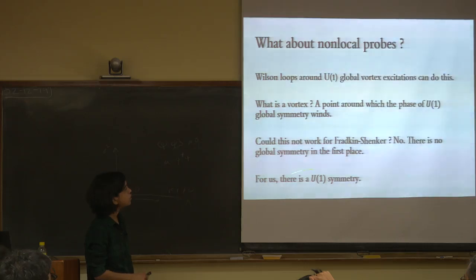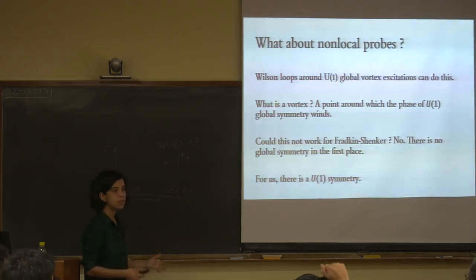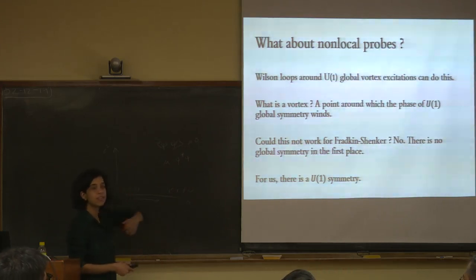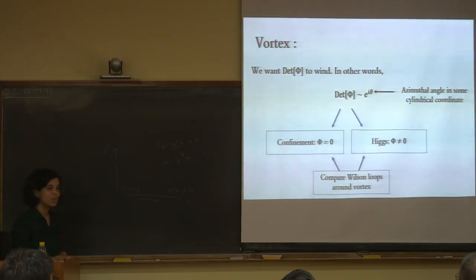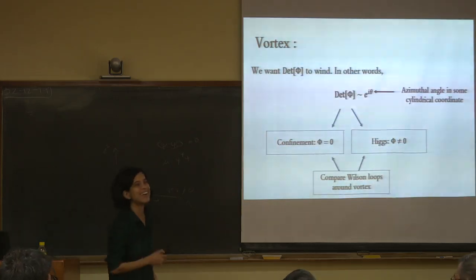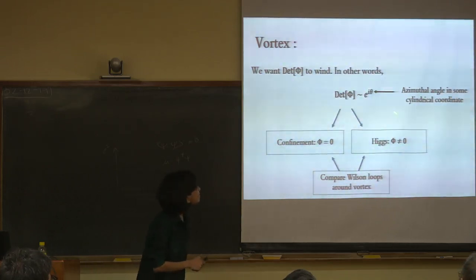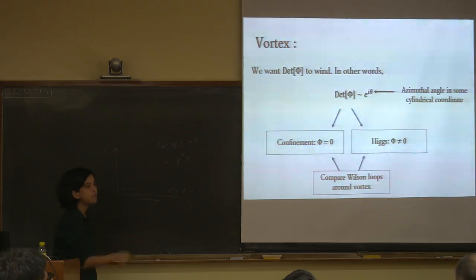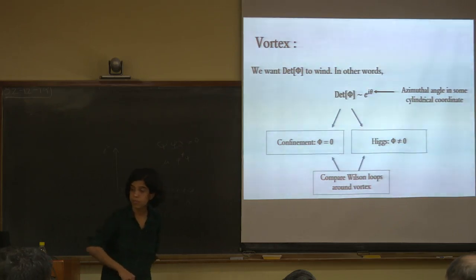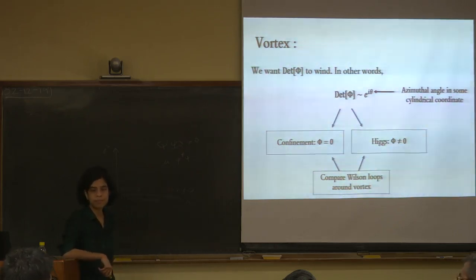Could this work for Fradkin and Shenker? No, because there is no global symmetry. For us, there is a U1 global symmetry, and so you have to compute the Wilson loop of the gauge field. So now you have the answer. But let me tell you how this works for the SU(N) example. It's going to be either 0 or non-zero in the 2 different phases. Yes, 1 and not 1 in the 2 different phases.